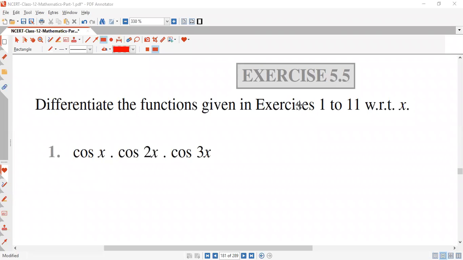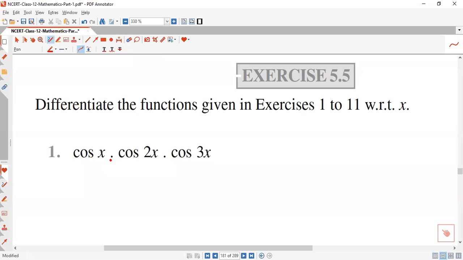Hello, class 12th students. We are doing Chapter 5, Continuity and Differentiation. In this way, today we will do Exercise 5.5. The question says: differentiate the functions given in exercises 1 to 11 with respect to x.